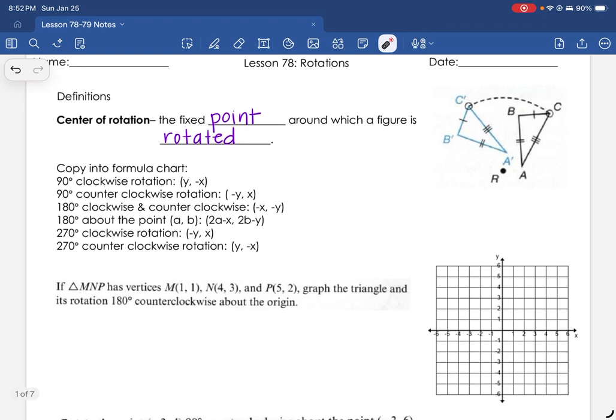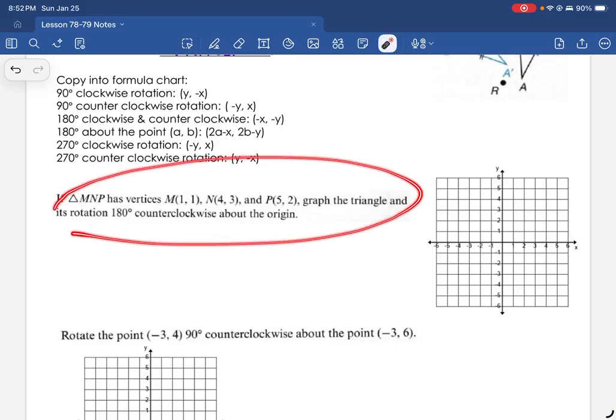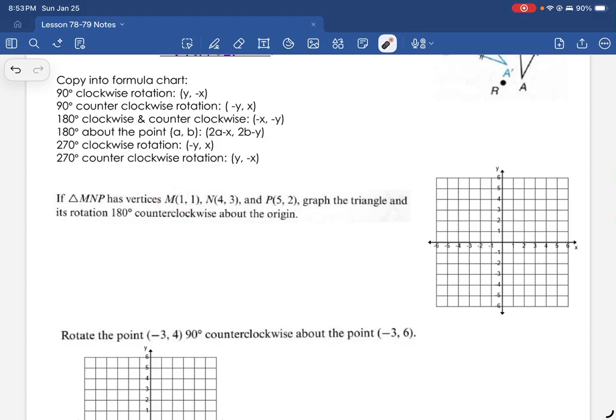So now we're going to use these ordered pairs and graph the triangle. Let's start with M prime at negative 1, negative 1. So that'll be M prime. N prime is negative 4, negative 3. So here's N prime. And P prime is at negative 5, negative 2. And so we'll connect those dots. And there is our triangle that has been rotated 180 degrees counterclockwise about the origin.